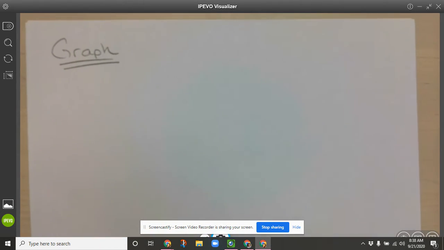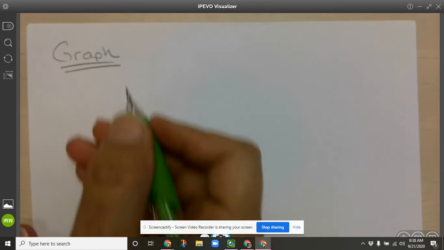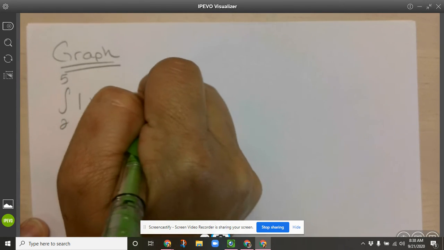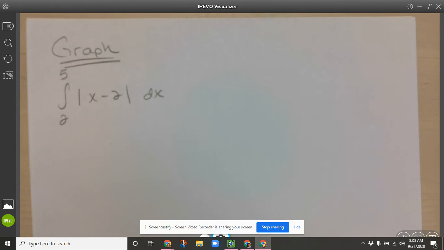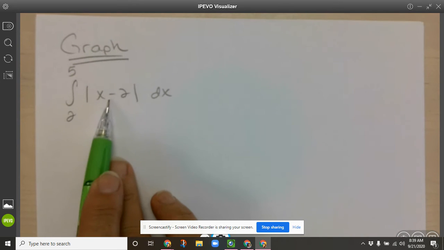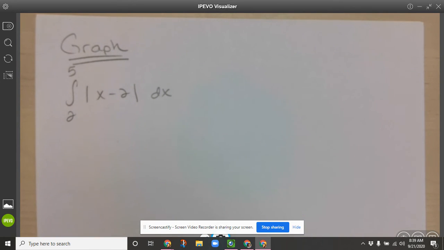Most of the time, a time when graphing is going to be really helpful is if you're doing a definite integral that involves an absolute value function. For example, the integral from 2 to 5 of the absolute value of x minus 2 dx. In this case, if we were going to try to just use antiderivative rules, we would have to rewrite this absolute value as a piecewise function of two linear functions because we don't have an antiderivative rule for an absolute value. So we would have to do it in pieces.